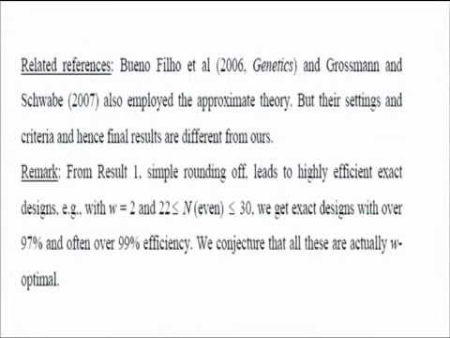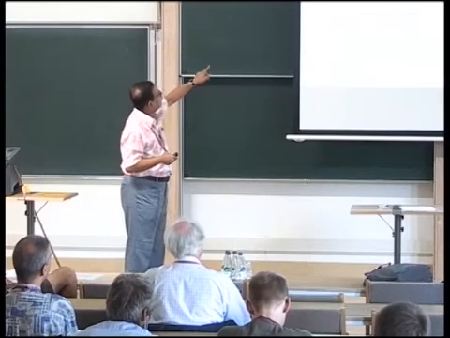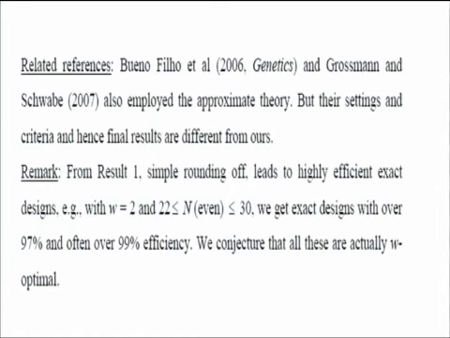Now, there are some related references where approximate theory was used in the context of microarray experiments. One is Buenafil-Ho et al. in genetics, and Grossman and Schwabe, but their settings, criteria and final results were different. As far as I recall, in the paper by Grossman and Schwabe, they worked under the orthogonal parameterization and assumed the absence of some of the interactions. But here, at least in the 2-factor case, we are not assuming the absence of any interaction.